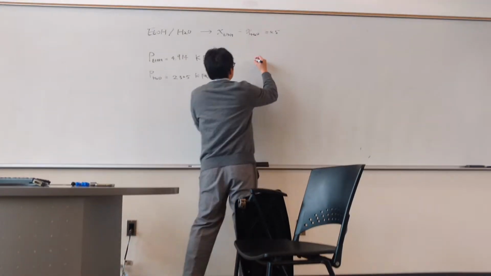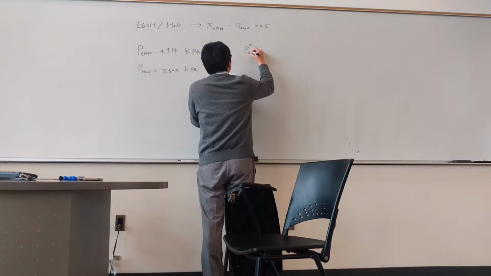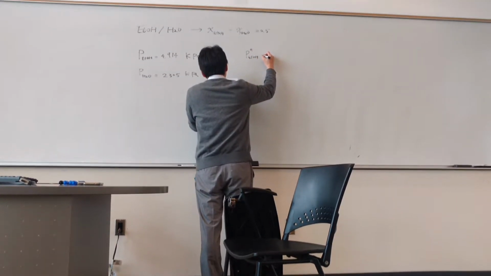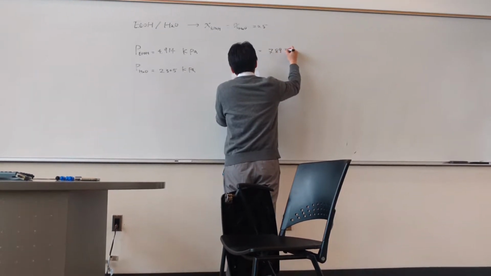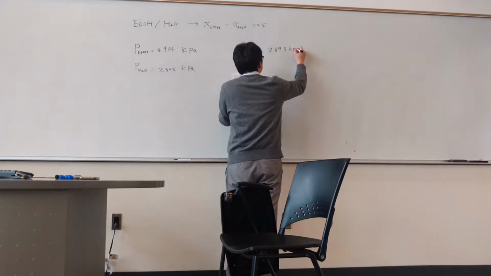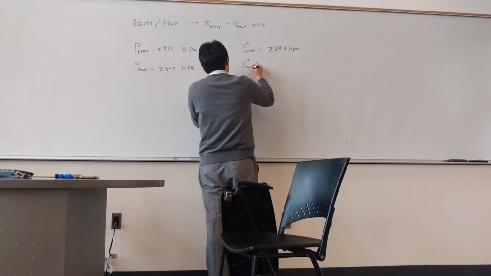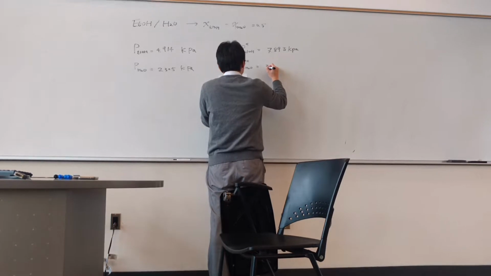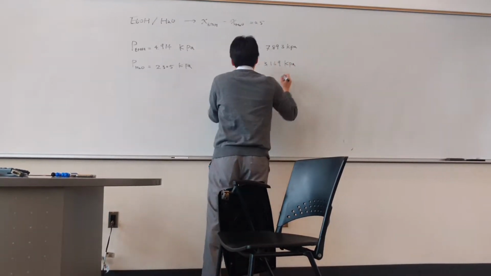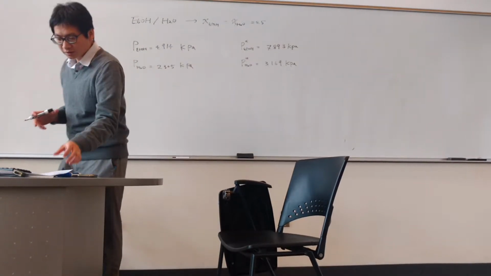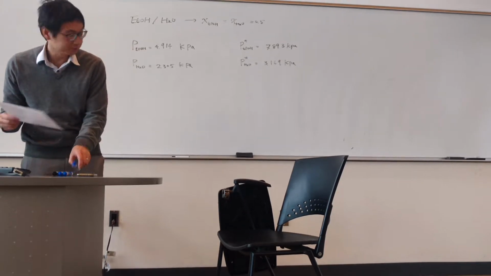You also know your P ethanol star is 7.893 kilopascal, and the P star for your H2O is 3.169 kilopascal. Okay, and you want to know your A and gamma.